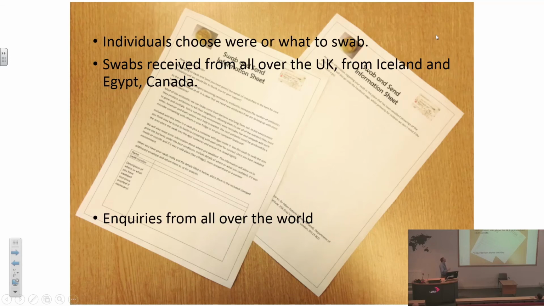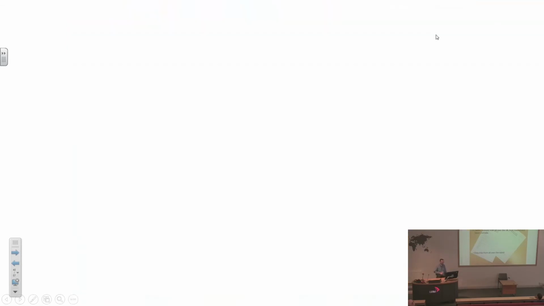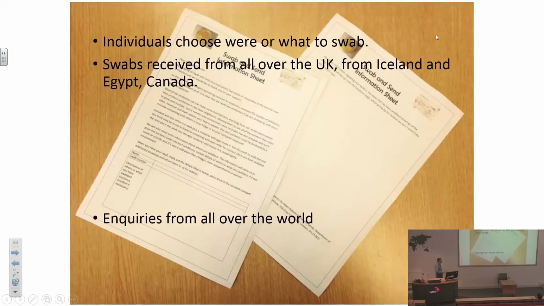and we send them an information sheet. And we've had samples from all over the country and also from other countries, Icelandic glaciers, the pyramids, forests in Canada recently, and inquiries from all over the world. So people really want to take part. And on that form as well, there's a space for them, well, primarily for the kids who take part to draw diagrams and really engage with it to tell us what they've found.